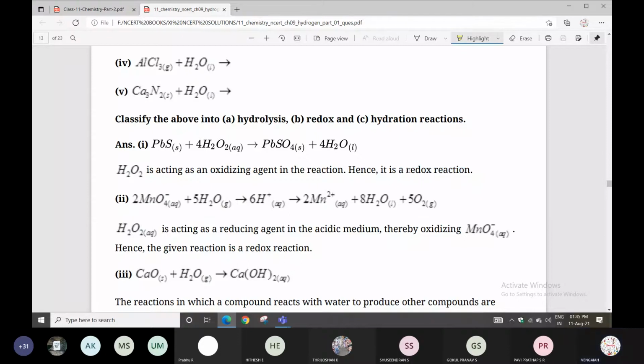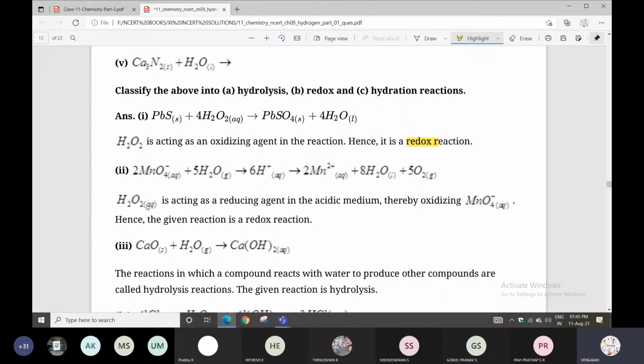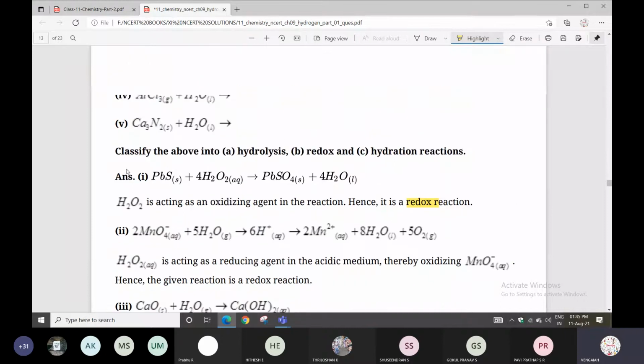MnO4 minus plus 5H2O forms Mn2+ plus 8H2O. So here H2O2, now, it is wrongly given. Once again, wait.